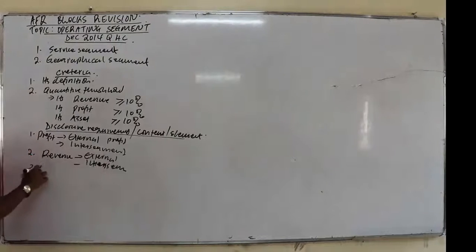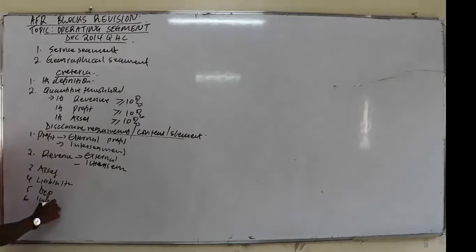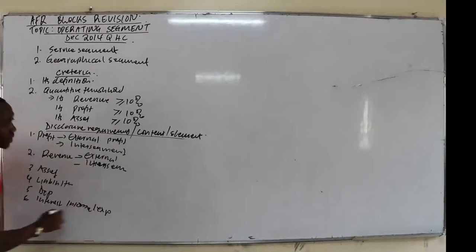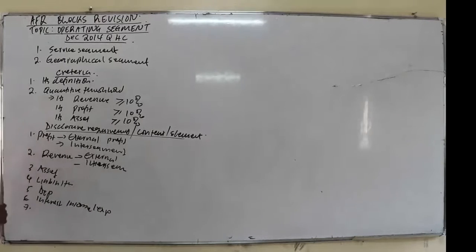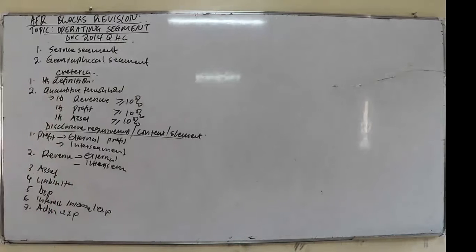Then you need to show the assets, liabilities, depreciation, interest income and interest expenses. Also, you need to show admin expenses and any other specific income or expense. Good. So with that, let's do that question.